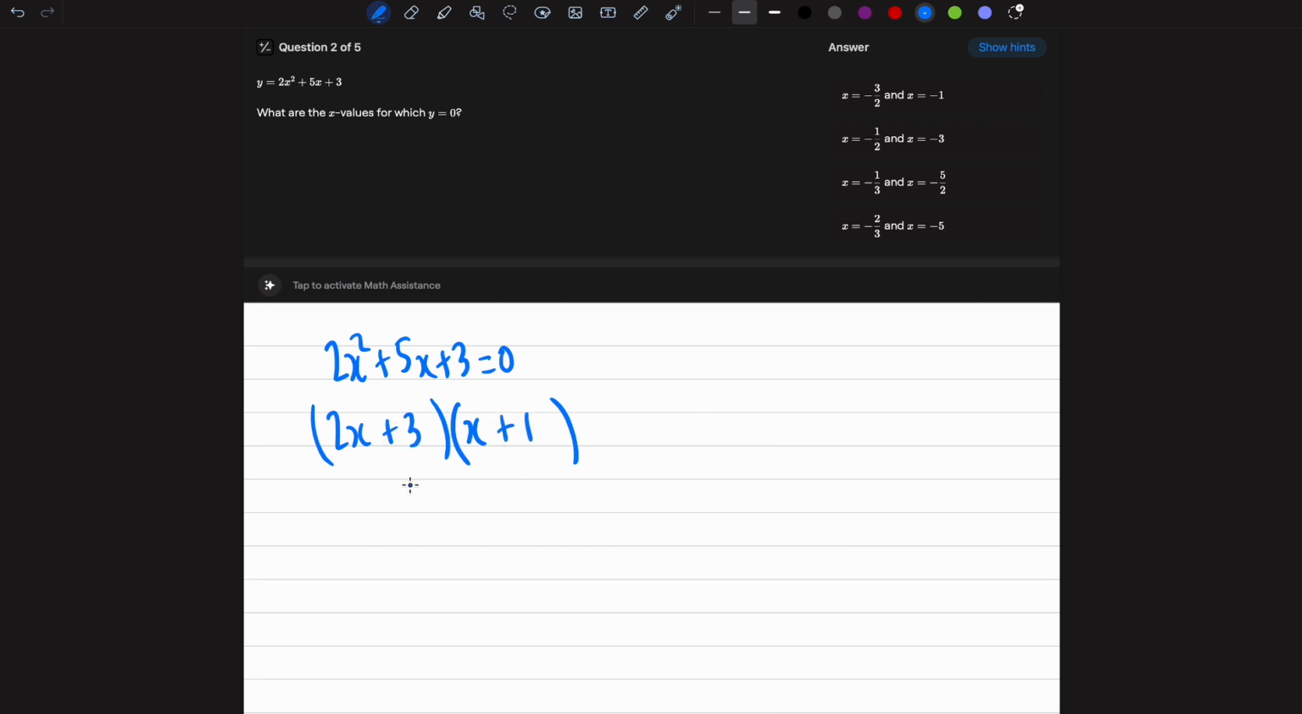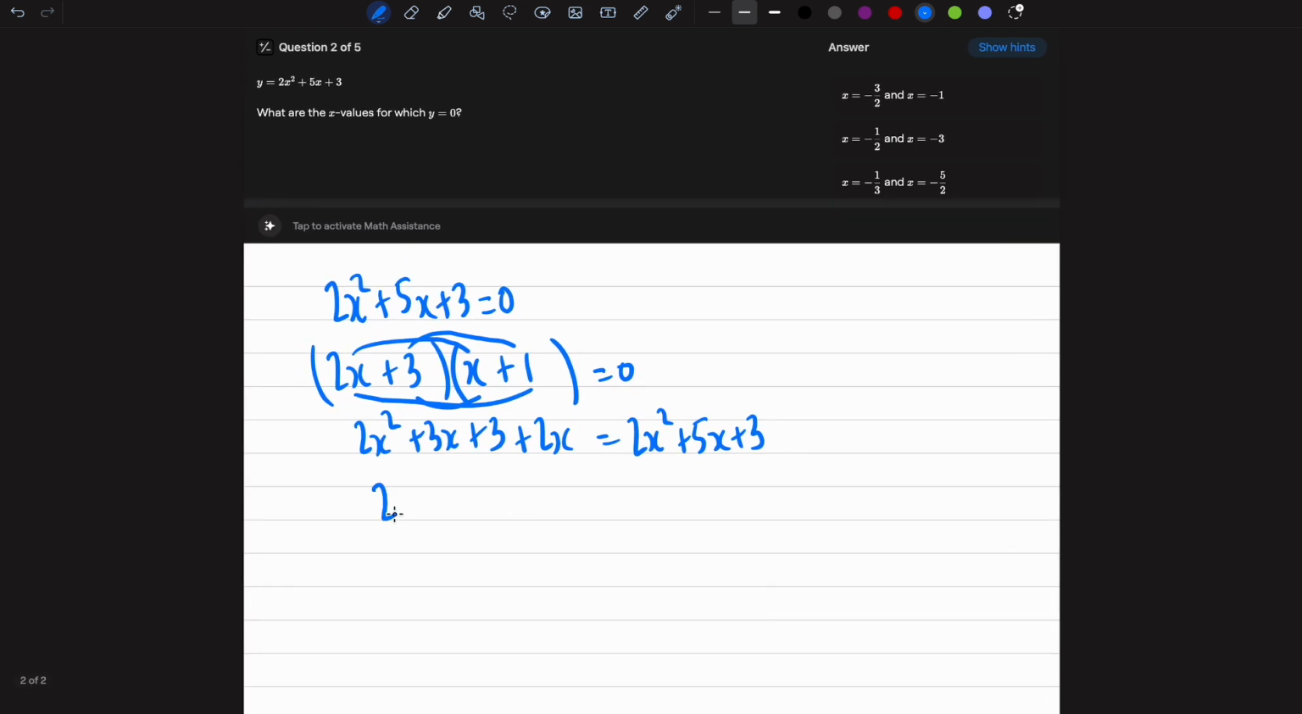Well, if you expand this bracket out, you should get 2x squared plus 3x. So I get 2x squared multiplying these two. I get 3x multiplying these two. Then I get a plus 3 multiplying these two. So I get plus 3. And then I'd get a plus 2x multiplying those two. So I'd end up getting 2x squared plus 5x plus 3, which is what we needed. So that means our factors are correct.